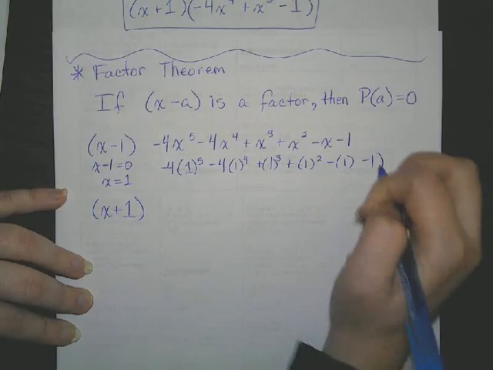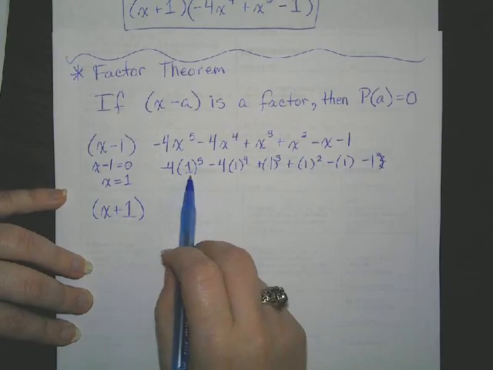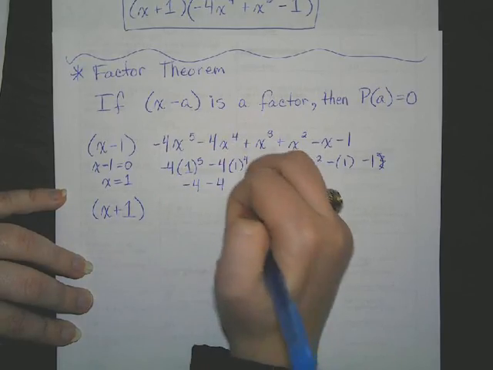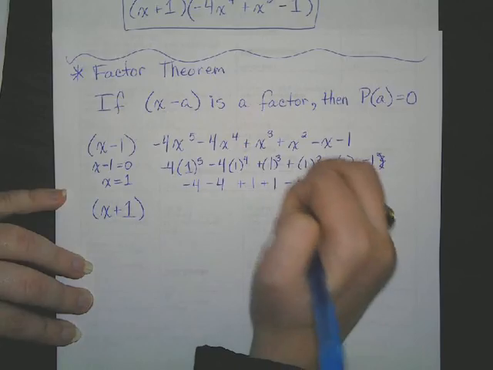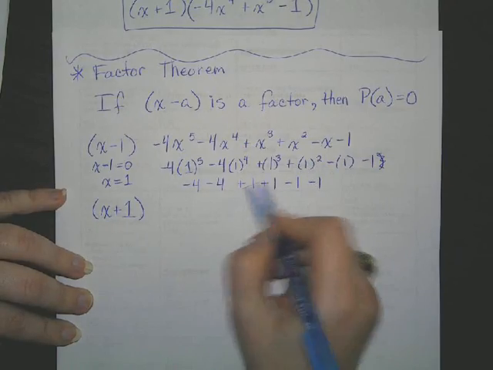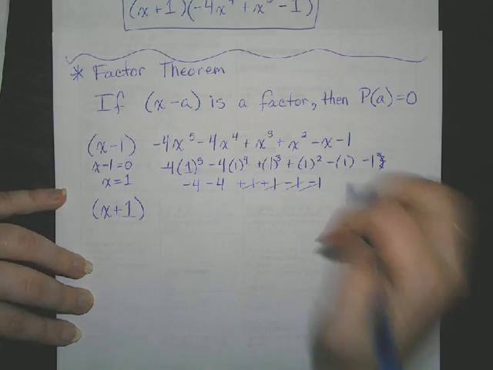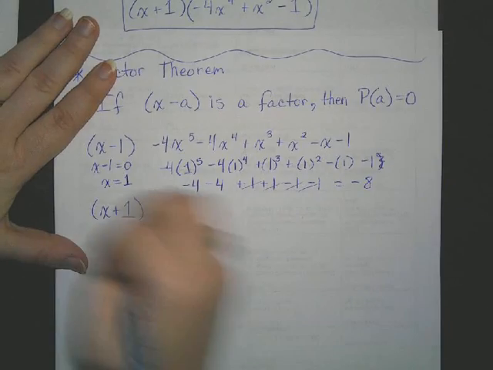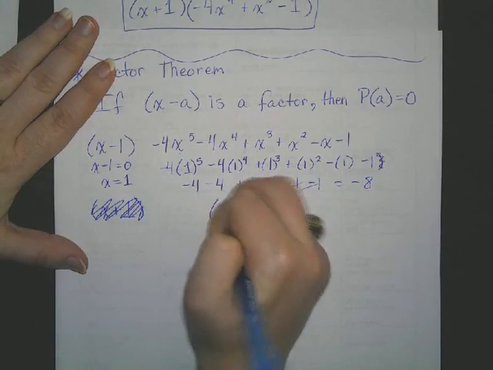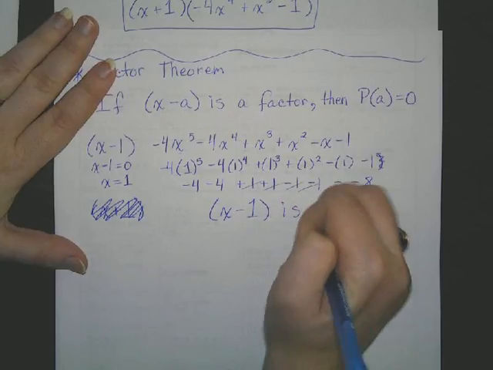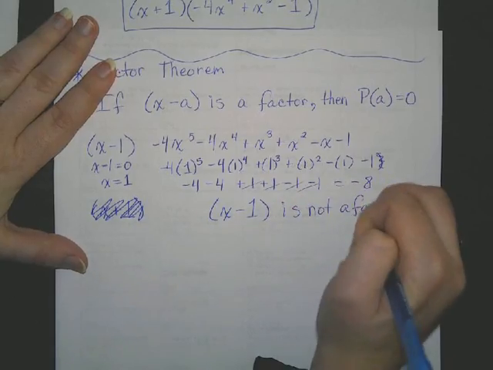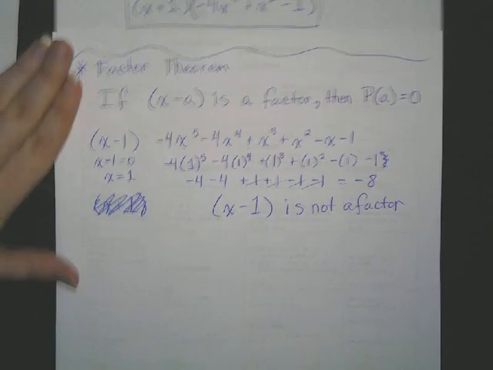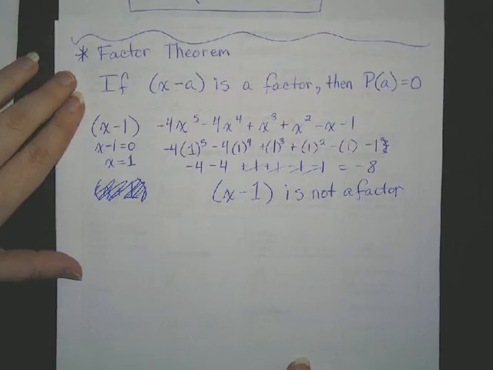Now, the interesting part here, 1 to any power is just 1. So we can simplify this to be negative 4 minus 4 plus 1 minus 1 minus 1. Well, the plus 1s and the minus 1s all cancel. Negative 4 and negative 4 equals negative 8. So that means that x minus 1 is not a factor. Alright? So anytime we have an odd number of terms and we can't do grouping, we'll use a guess and check method. And this is the way you actually check it.